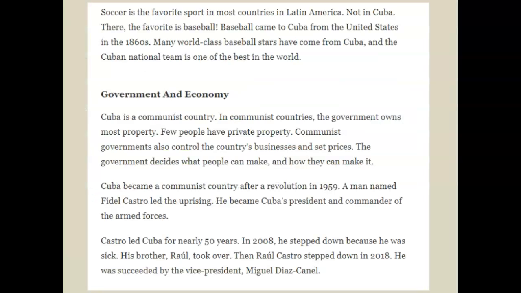Make sure you read it carefully. Cuba is a communist country. The government commands, that's why it's a command economy. And it's a dictatorship, one leader that has absolute power.